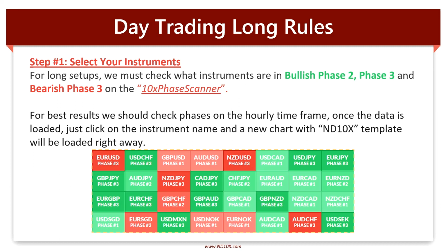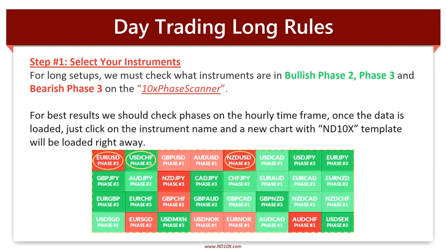Once the data is loaded, just click on the instrument name and the new chart with the 10x template will be loaded right away. So if we look over here, we have that Euro USD phase 3 bearish, so we can select that. Dollar Swiss franc phase 3 bullish, so we can select that. After it, we have the pound dollar and the Aussie dollar, both in the bearish phase 1, so we are not going to select them.